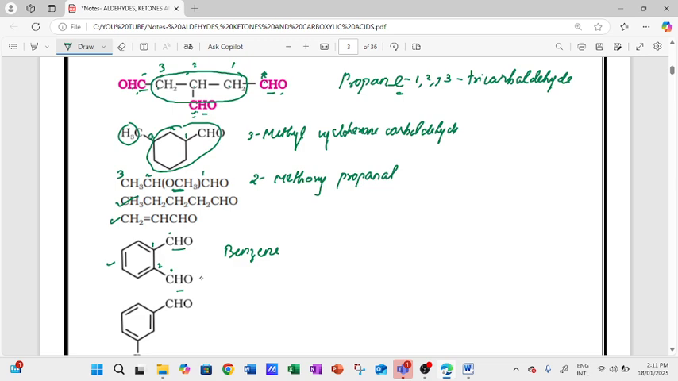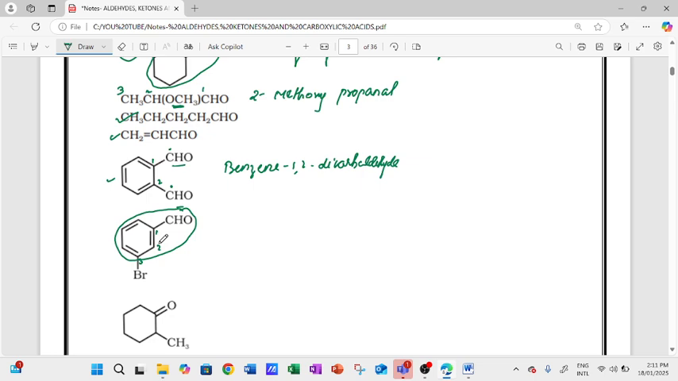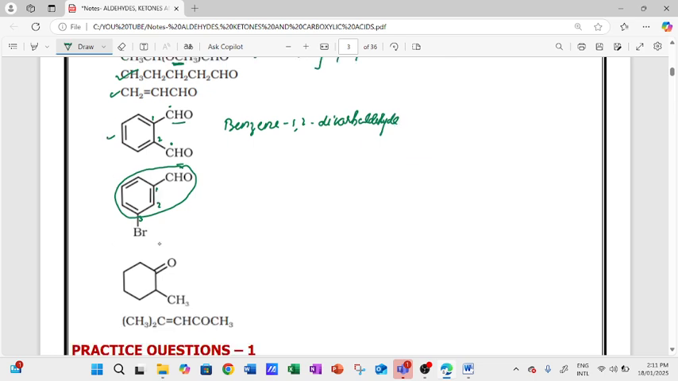And in this case we count from here, the one with the CHO. 1, 2, 3. So it's 3-bromobenzaldehyde. Benzaldehyde is benzene with the CHO. And in this case you see, here number 1, 2. So 2-methyl. It's a ketone. That ketone is attached not with the benzene, it's with cyclohexane. So cyclohexanone. The last letter E is replaced and we write ONE.